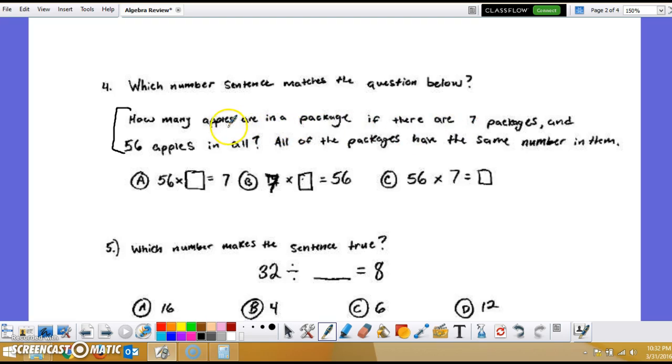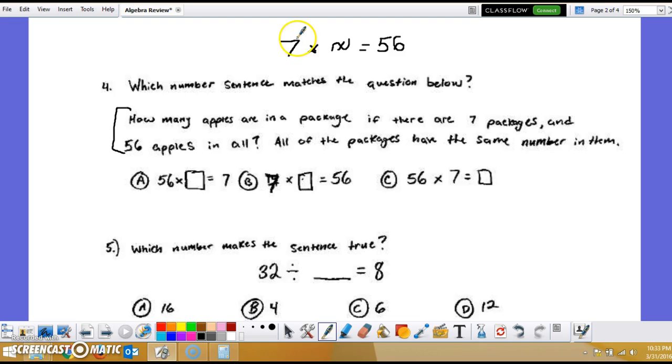So in this case, we're trying to determine if there are 7 packages and 56 apples in all. I have my total. How did we get to 56? We know that there's some sort of variable here. So in order to get to 56, they either increased by adding or increased by multiplying. And in this case, because there are 56 in all, I would be able to multiply because my algebra equation would be able to solve for x.